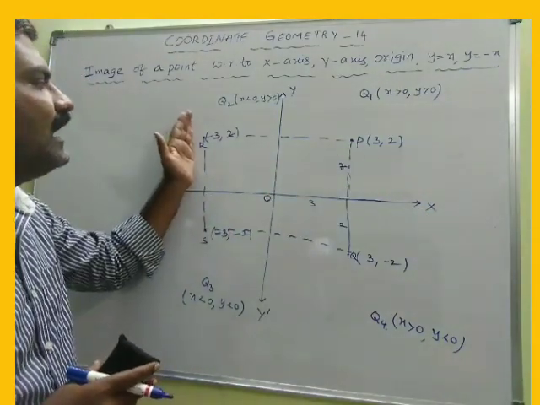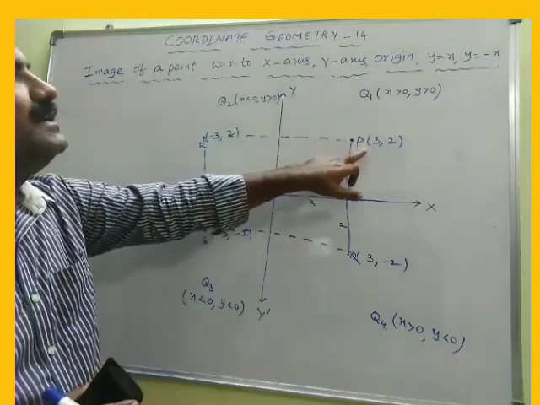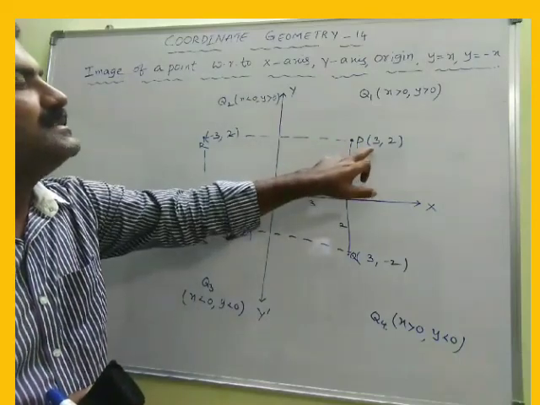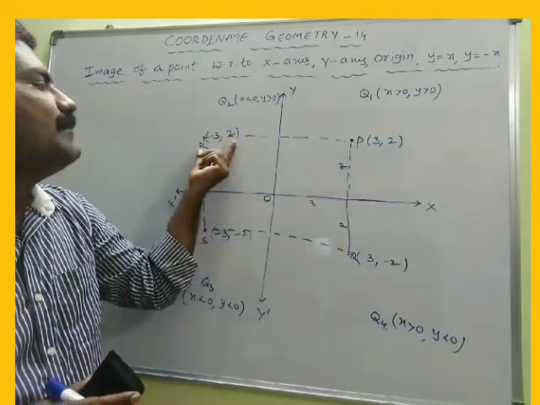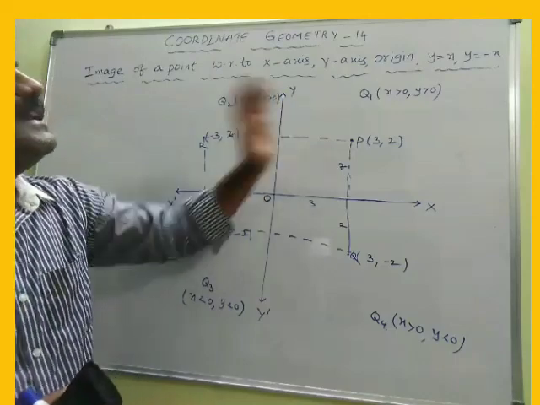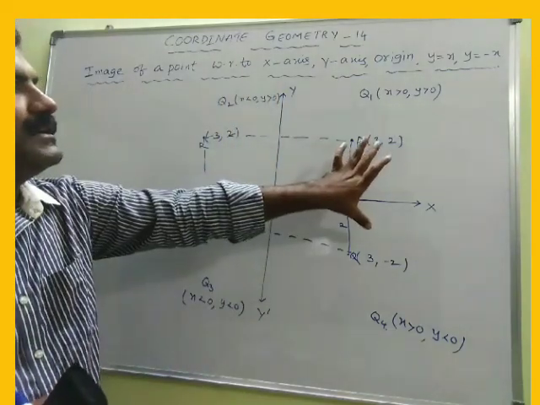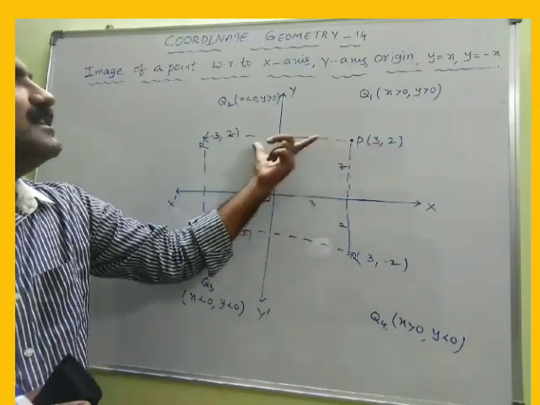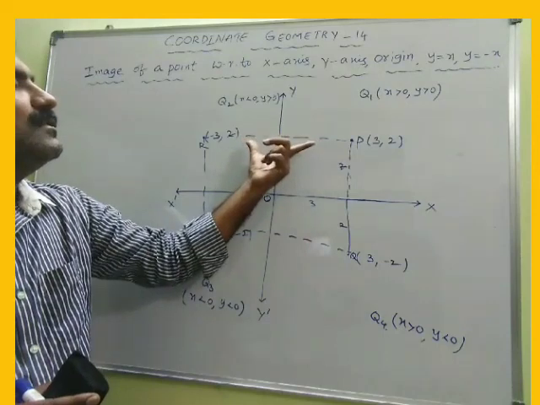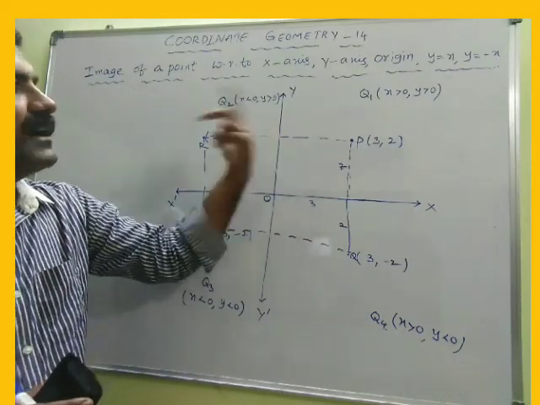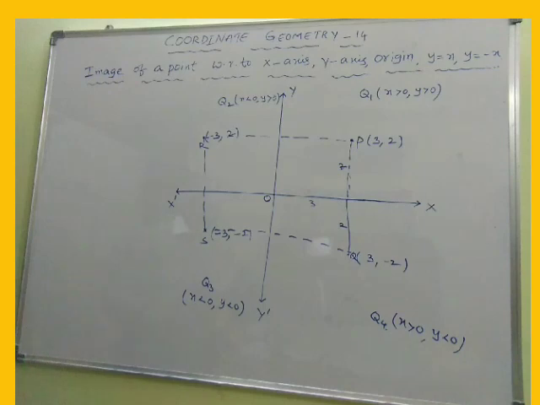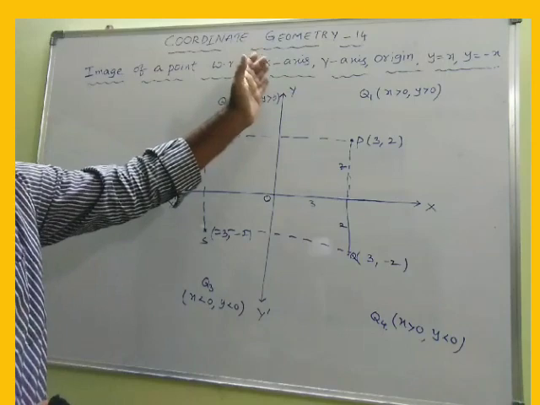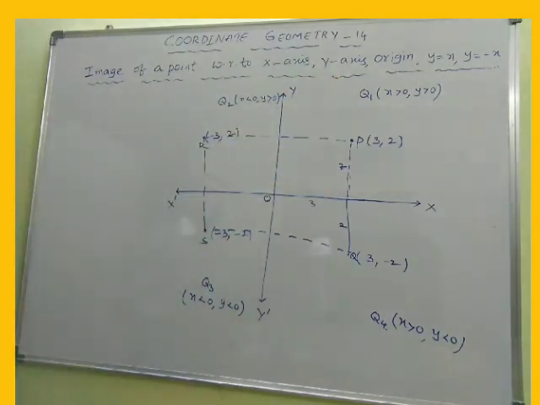Similarly, capital R is the image of a point P with respect to the y-axis. Similarly, P is the image of a point capital R with respect to the y-axis. So these two are each other's images. So one is the image of the other point. Similarly, these two points P and R are also images of each other. So this is the concept of the image of a point with respect to the x-axis and with respect to the y-axis.